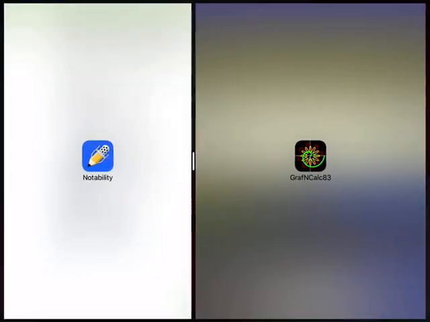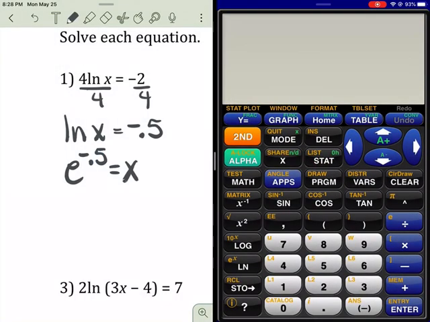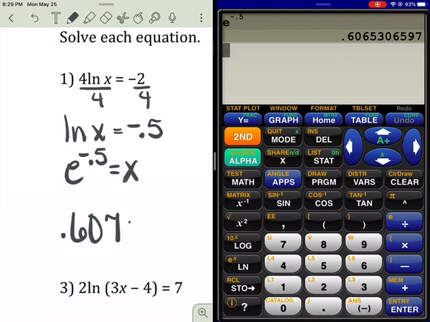So I'm going to come over here, and then I have my e to the x, so second e to the x, and I'm going to go -0.5. I'm going to press enter, and I'm going to get 0.607. So that is equal to x. And we're done. All right, let's try another one.